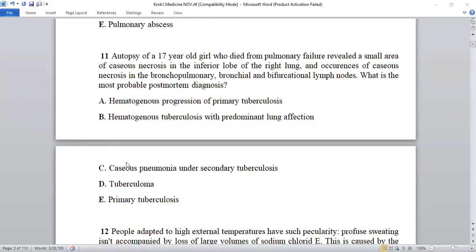So, autopsy of a 17-year-old who died from pulmonary failure revealed a small area of caseous necrosis in the inferior lobe of the right lung, and occurrence of caseous necrosis in the bronchopulmonary, bronchial, and bifurcational lymph nodes. What is the most probable post-mortem diagnosis? So what I'm saying is that homogeneous progression of primary tuberculosis doesn't usually occur. It occurs in secondary. So the answer is basically going to be what? Primary tuberculosis. The rest all are what? Secondary tuberculosis. Okay? So the answer is going to be E, primary tuberculosis.